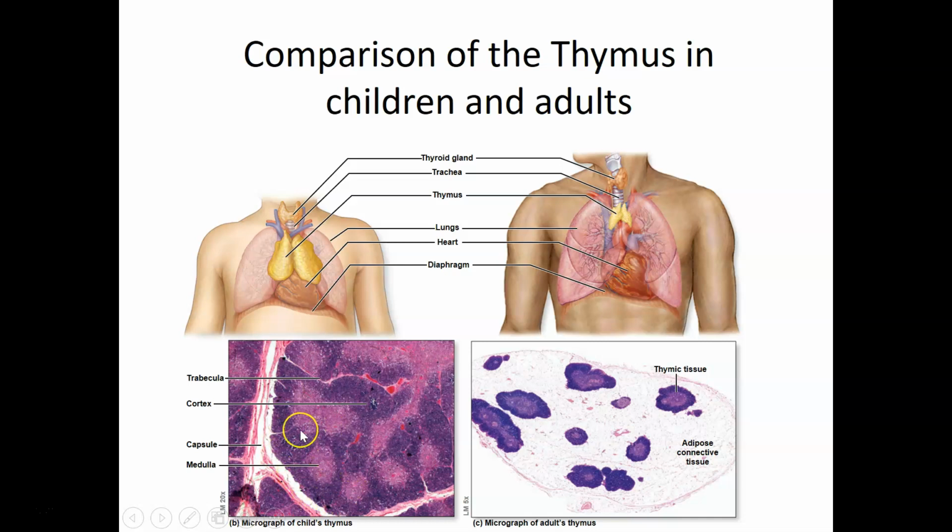Here's a lobule. The outer part is the cortex. That's where the immature T cells would arrive in the bloodstream, and they're going to travel slowly inward to the medulla. So here is the medulla. You can see the difference in pigmentation. Rich in the medulla are the mature T cells. When they finish the process of maturation, they exit via the bloodstream to take up residence in the secondary lymphatic tissues.